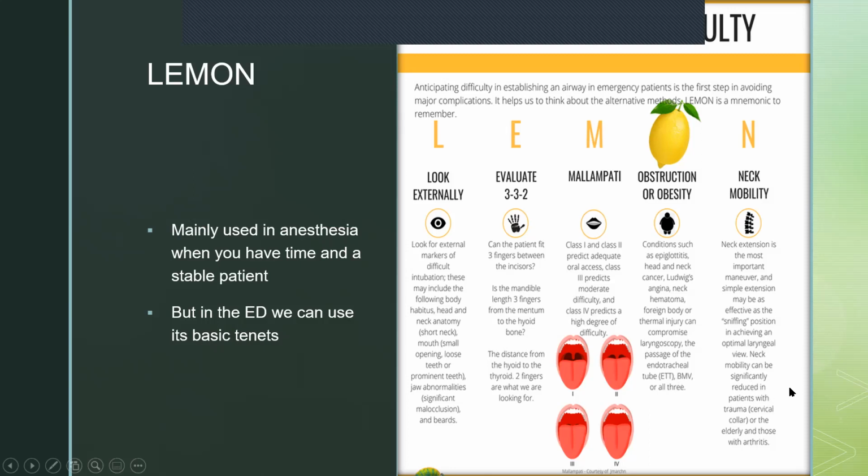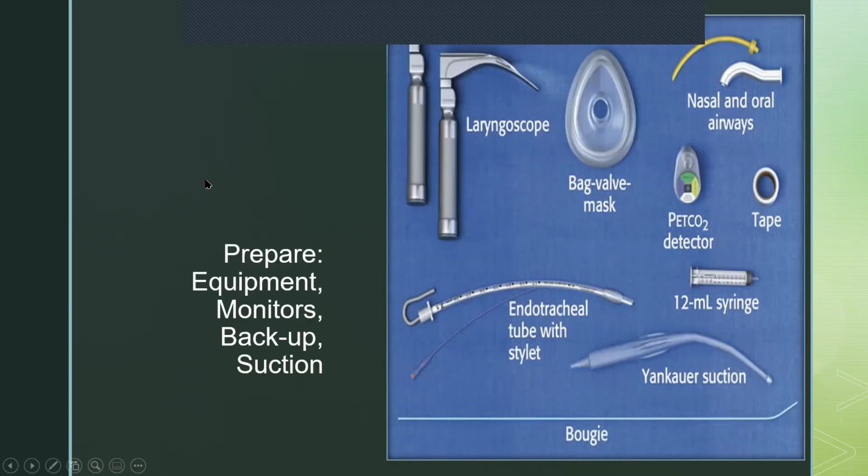Neck mobility can be significantly reduced in patients with trauma, and especially if you work in an emergency setting, cervical collars are very common. Elderly patients and those with arthritis are also affected. All right, so these are the things that you need.